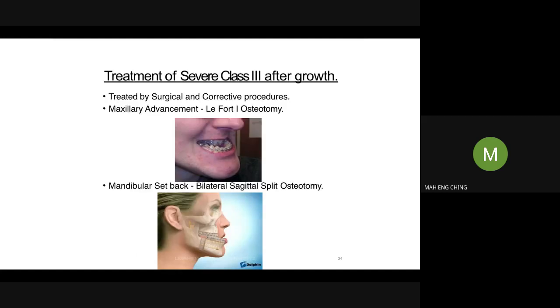So treatment of the severe class 3 after growth, means the patient is not growing, which is the adult patient, then it can be treated by surgical and corrective procedure. So maxillary advancement, Le Fort 1 osteotomy, and then the bottom one is the mandibular setback. It's just a picture to show you how we do it. So this one, maybe we have to do a combination, I mean upper jaw forward and lower jaw backward. So if the lower jaw is too long, maybe you just do the lower jaw, then BSSO or mandibular setback.